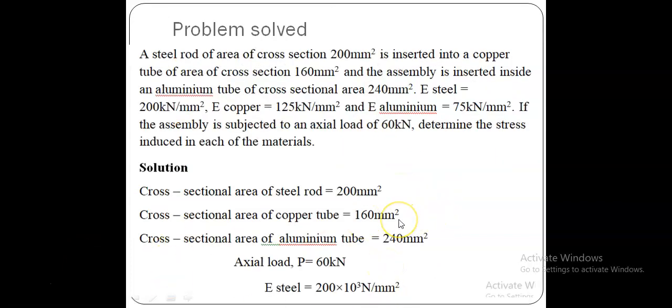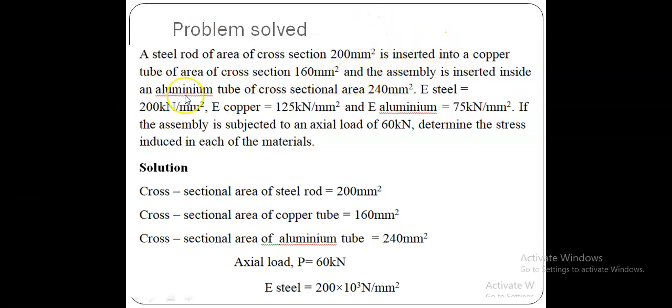Next problem solved in this area. A steel rod of cross-sectional area 200 mm squared is inserted into a copper tube of cross-sectional area 160 mm squared, and the assembly is inserted inside an aluminum tube of cross-sectional area 240 mm squared. Here you see the steel rod, one material of area 200 mm squared, inserted into a copper tube of cross-sectional area 160 mm squared.